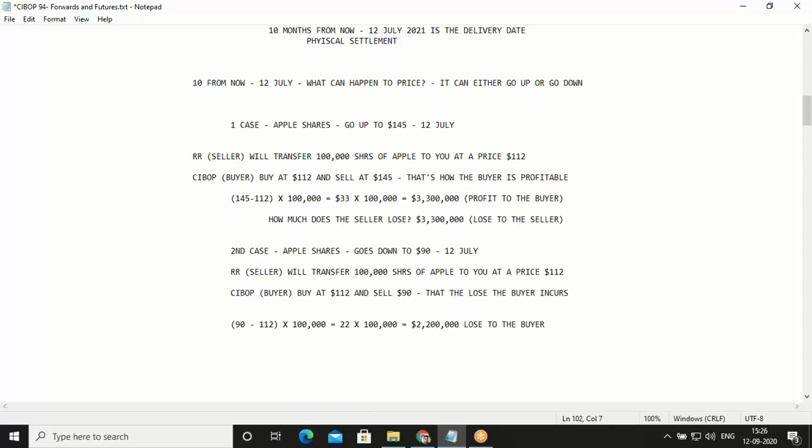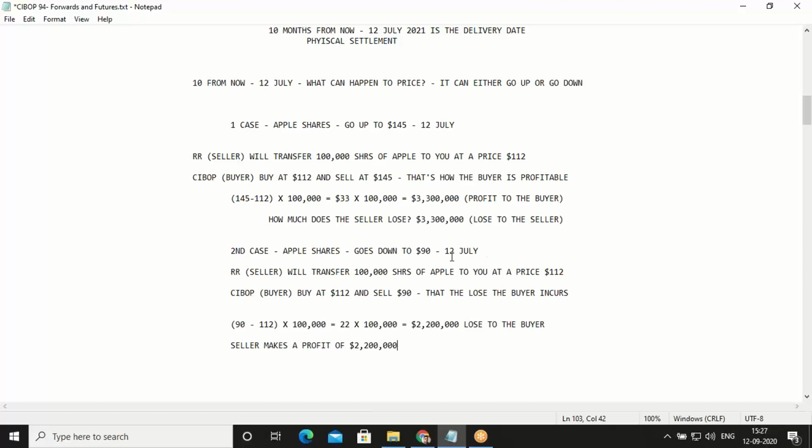And what does the seller make? Makes a profit of the same, $2,200,000. Okay. So Saurabh, is it now clear? I think this is what you were getting to, right? This is what you were trying to understand. Okay. Yeah, it makes sense. Yeah, good. Okay, cool.